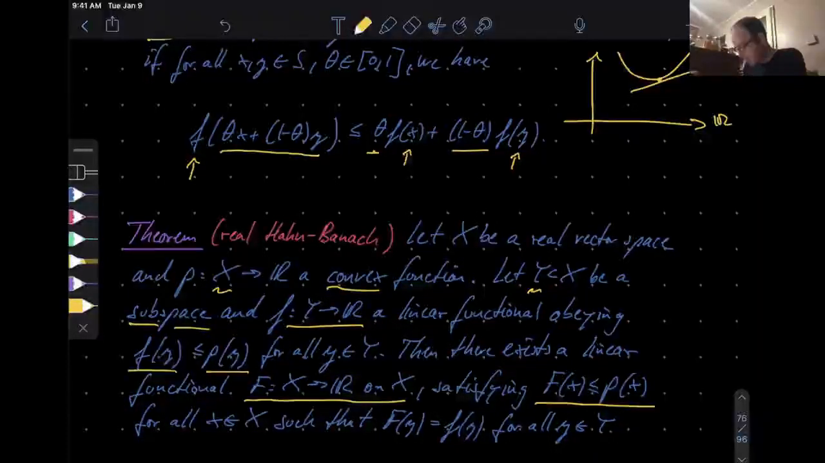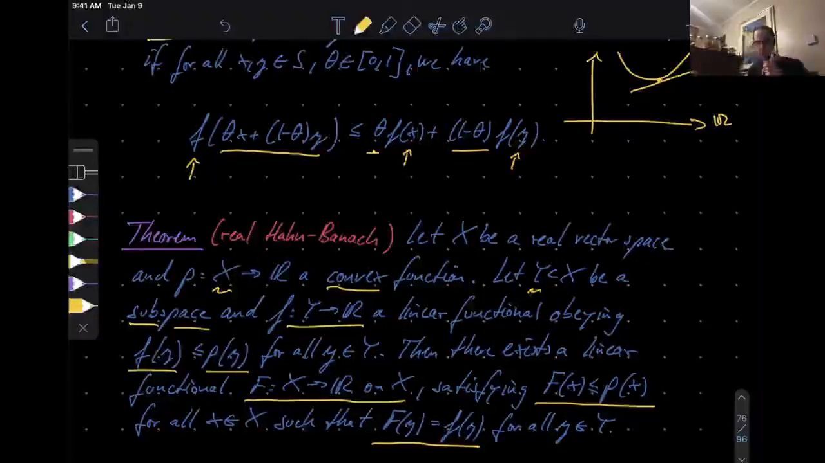All right, so F is dominated on all of capital X by P, and once you restrict yourself again back to the subspace, it reproduces the small f. So capital F really is an extension or a continuation of small f to the whole vector space X in such a way that the inequality is preserved. Okay, that is Hahn-Banach.